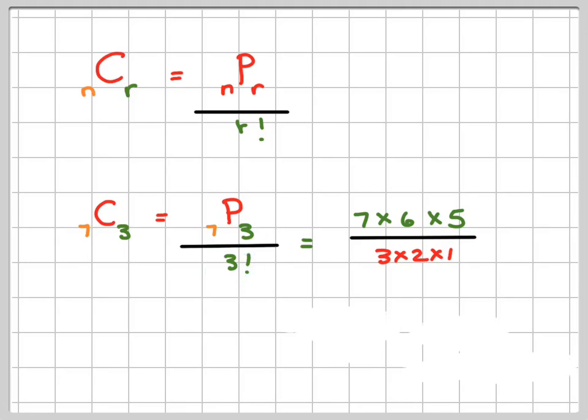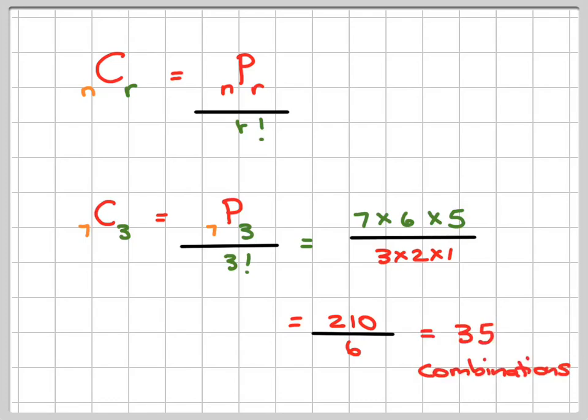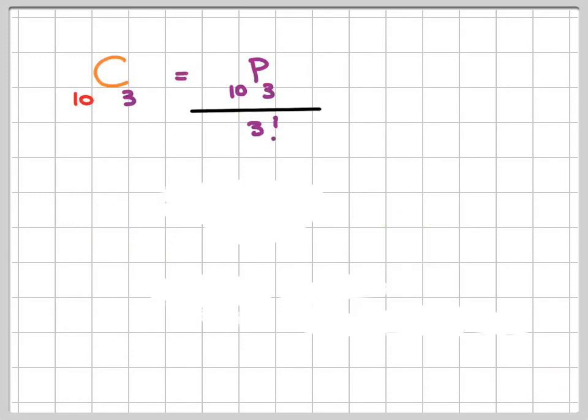Now let's see what that becomes. So it's 210 on the numerator and 6 on the denominator. Then we divide the denominator into the numerator and we get 35 combinations. So when you've got a combination of 7 for N and 3 for R, you get 35 combinations once you've applied the formula. Let's look at another one where we have 10 as our total and 3 is our smaller group.